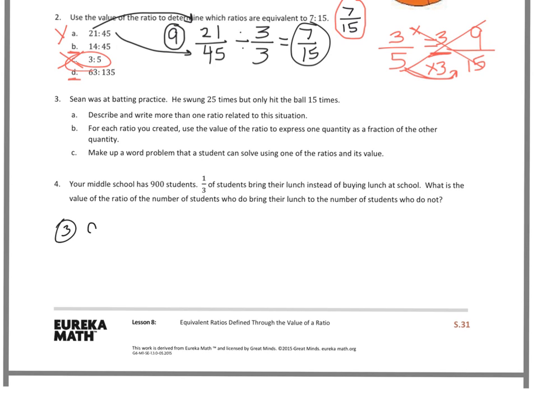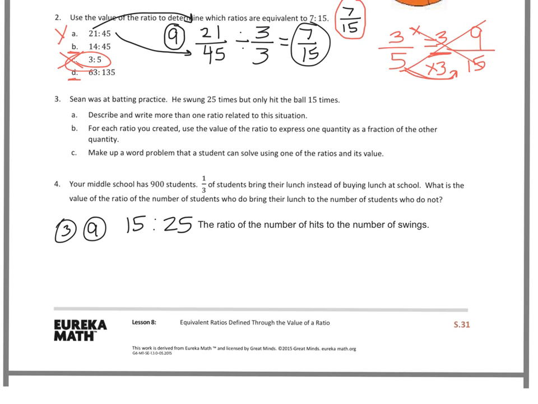And I'm going to do A. And A is telling me to write more than one ratio. So my ratio is going to be the number of hits to the number of swings. So my ratio for that is the number of hits to the number of swings. And then I'll write my statement.